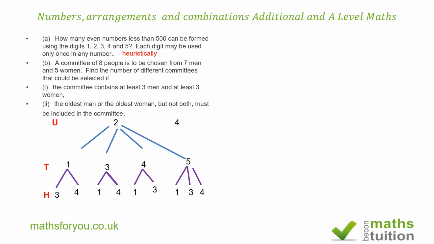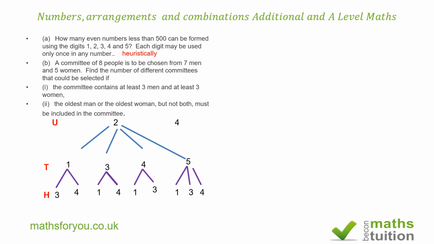Okay. Now, note here that there is no 5 in the 100 row, because that gives us a number greater than 500. So that's no good. Okay, so we now have one number, 2, 3, 4, 5, 6, 7, 8, 9, 10, 11, 12, 13, 14. So we've got 14 numbers.